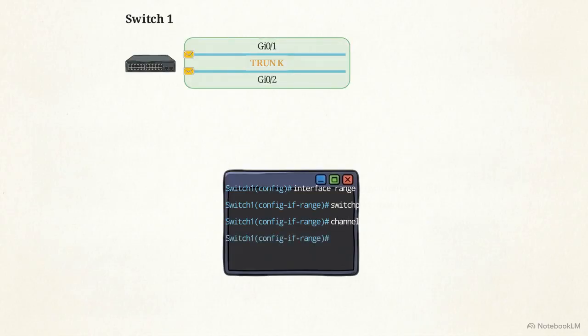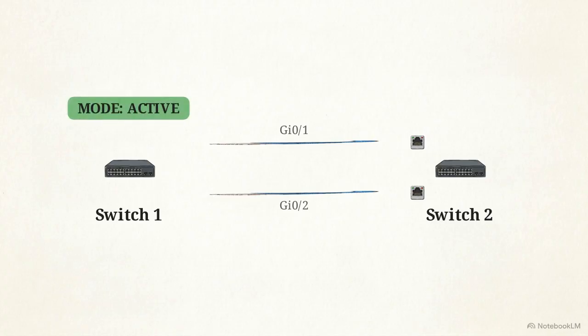We assign these interfaces to channel group 1 and specifically declare the mode as active. The active parameter dictates the behavior of the switch. It tells the hardware to aggressively send out LACP packets and actively attempt to negotiate a bundle with the device on the other end of the cable.